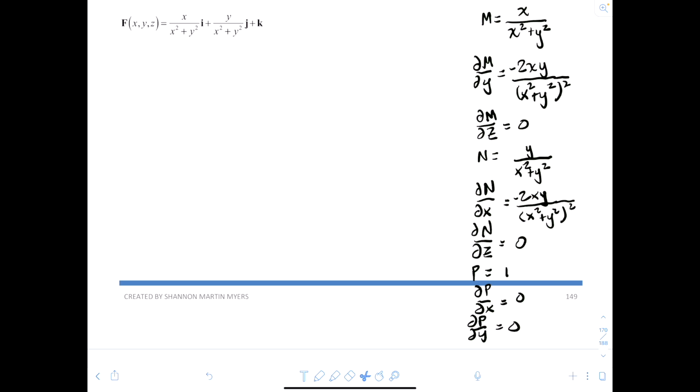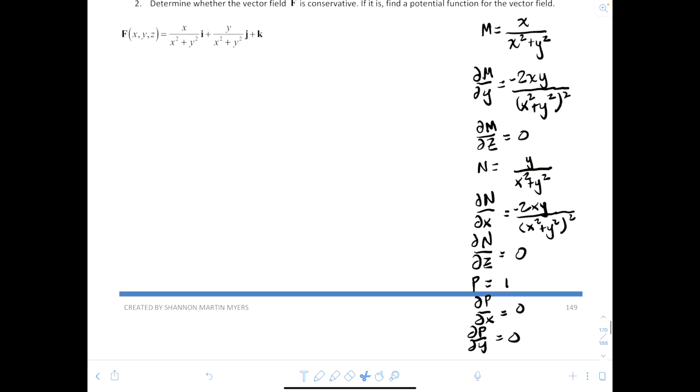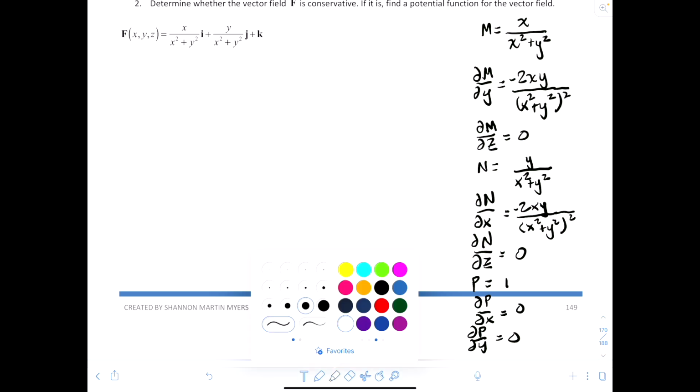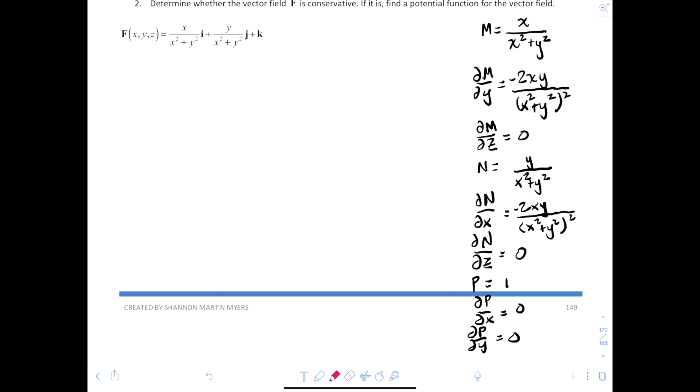Now let's see what needs to be equal. Remember that the first partial of P with respect to y has to equal the first partial of N with respect to z. So are they equal? Let us see. dP/dy is 0, and dN/dz is 0. So those match up. Of course, we're checking to see if this vector field F is conservative.